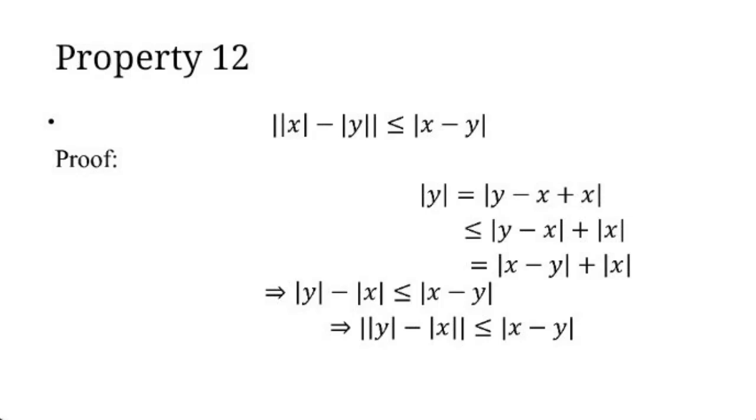Suppose x is 8 and y is 5. The absolute value of 8 is 8. The absolute value of 5 is 5. The difference between these absolute values is 3. Now, look at the absolute value of 8 minus 5. 8 minus 5 is 3, and its absolute value is 3. So 3 is equal to 3 and the property holds. This confirms the absolute value of the difference of the absolute values is less than or equal to the absolute value of the difference between the numbers.